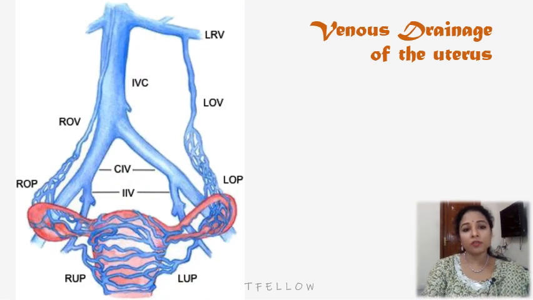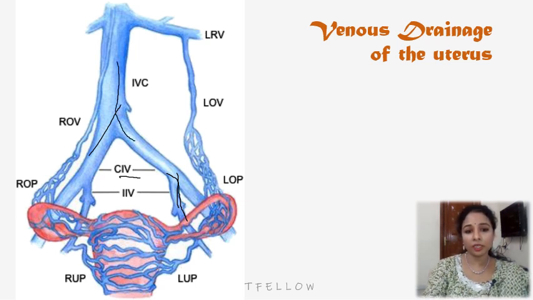Venous drainage of the uterus is mainly into the internal iliac veins. We can see it drains into the internal iliac veins, which finally drain into the inferior vena cava. So the internal iliac veins drain into the common iliac veins, and the common iliac veins join to form the inferior vena cava. So we can see the right uterine plexus and left uterine plexus, accompanying the right and left uterine arteries.